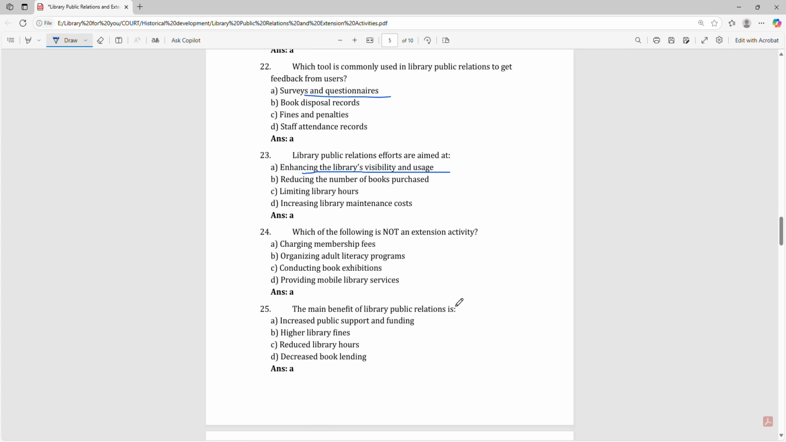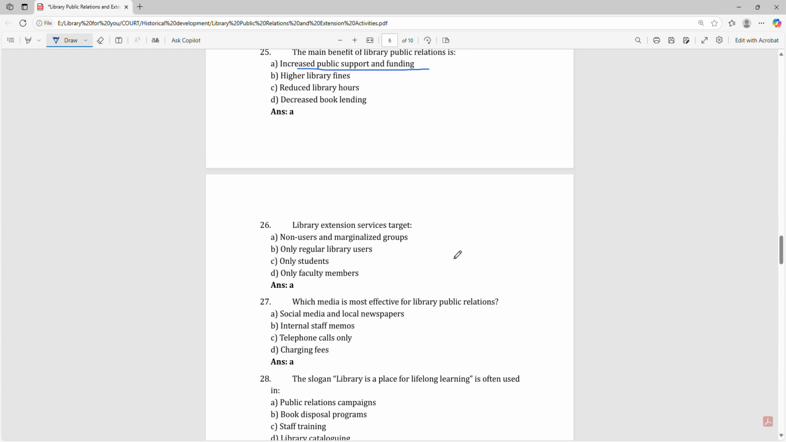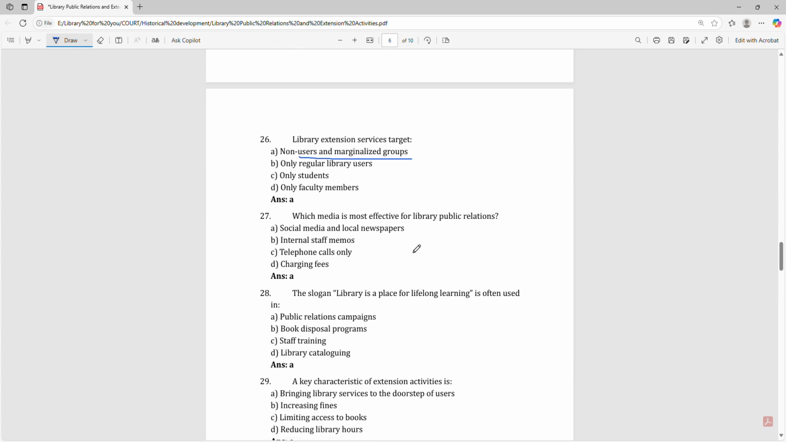Which of the following is not an extension activity? Charging membership fees. The main benefit of library public relations is increased public support and funding. Library extension services target non-users and marginalized groups. Which media is most effective for library public relations? Social media and local newspaper.